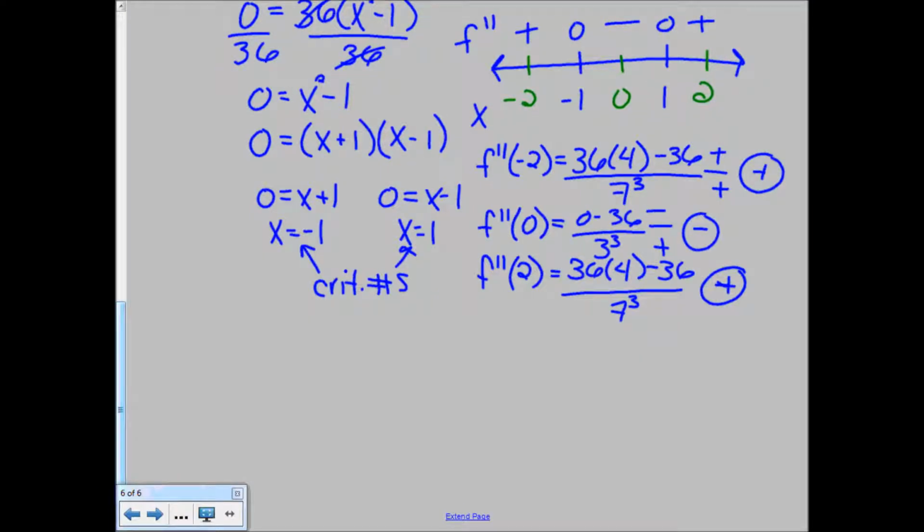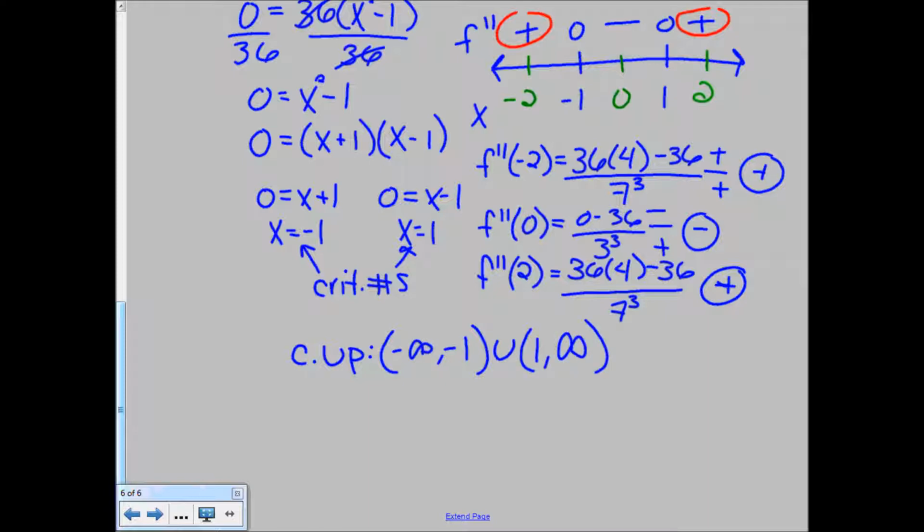Okay, so now all we have to do is write our intervals and determine if we have any inflection points. So we are concave up for this function on two different intervals because we have two plus signs. So when we write the interval that's to the left of -1, we can write that as negative infinity to -1, union, that second interval goes from +1 out to positive infinity, and then we are concave down on the interval in between -1 and 1, so we can write that as -1 to 1. That's our only spot where we have a minus sign, so it's our only concave down interval.